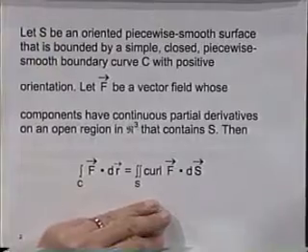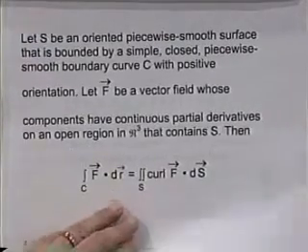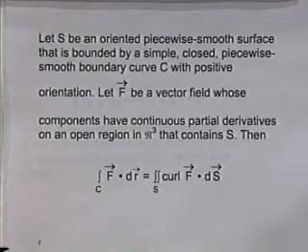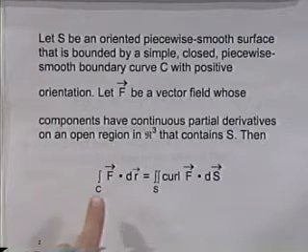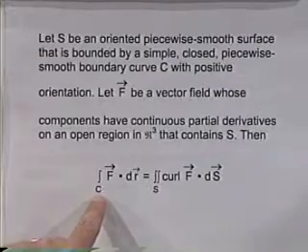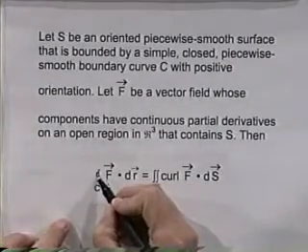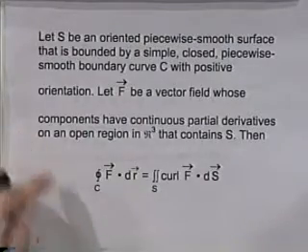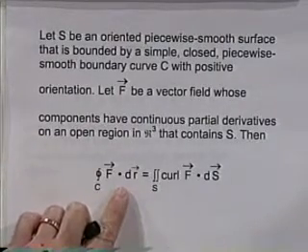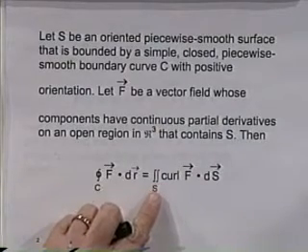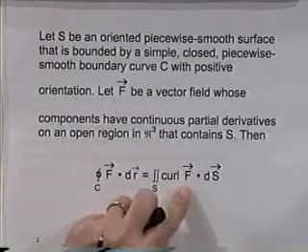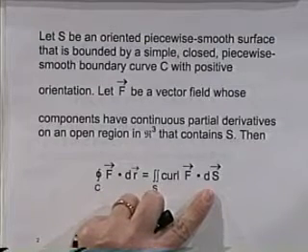Let S be an oriented, piecewise smooth surface that is bounded by a simple, closed, piecewise smooth boundary curve C with positive orientation. Let F be a vector field whose components have continuous partial derivatives on an open region in R3 that contains S. Then the integral along the curve, an integral over a simple closed curve, of F dot dr is equal to the integral over the surface of the curl of F dotted with dS.